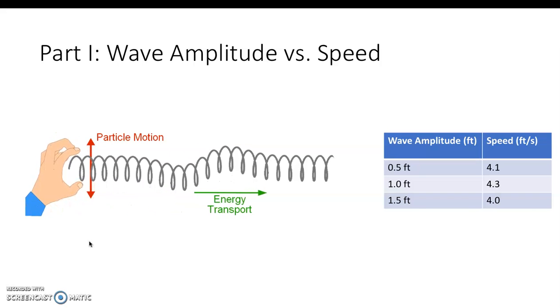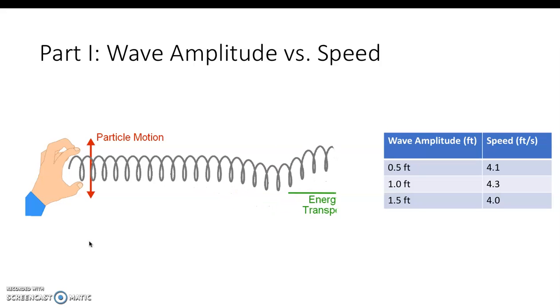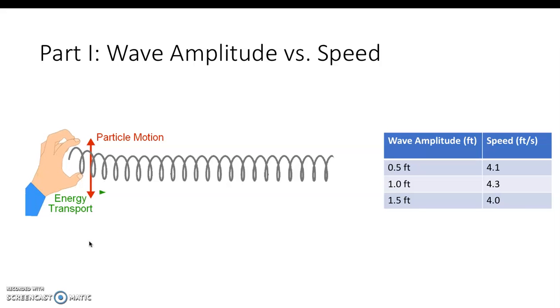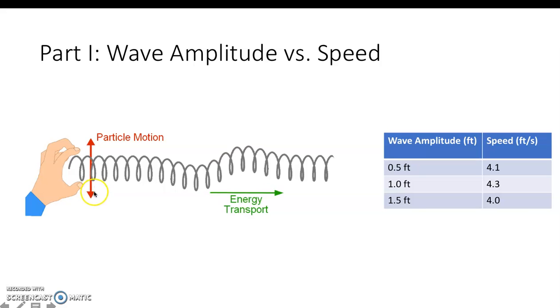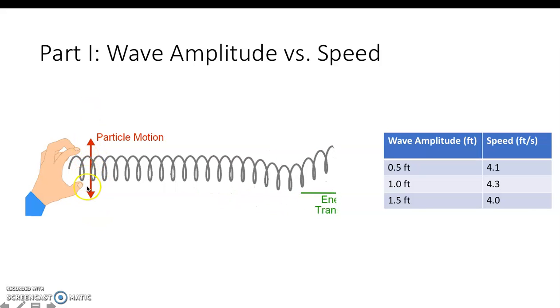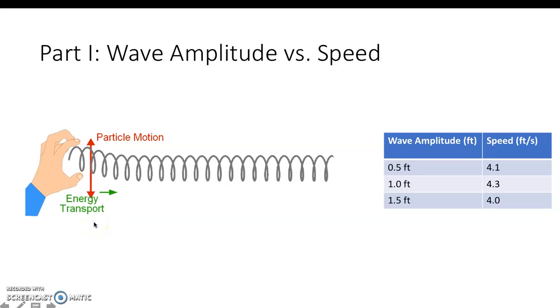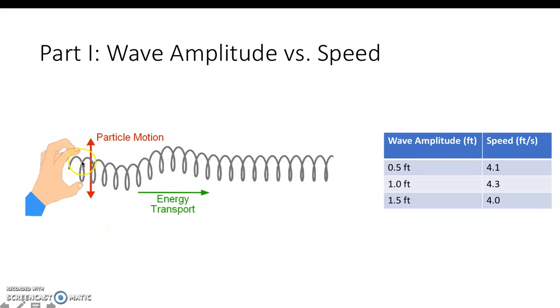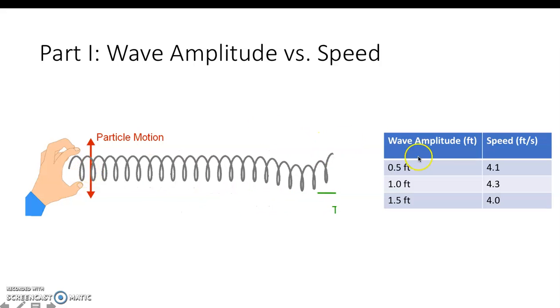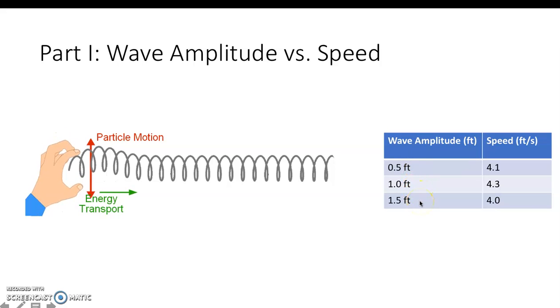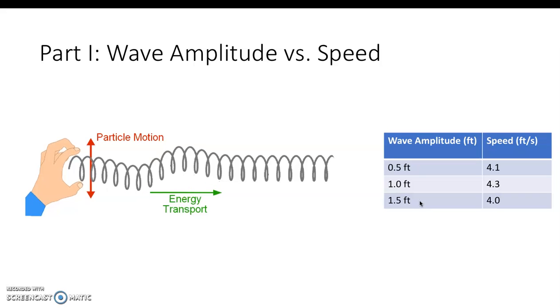If you were assigned part 1 of the lab, you were trying to determine the relationship between wave amplitude and speed. This is a transverse wave. The person is taking their hand and moving it perpendicular to the direction the wave would travel. To change the amplitude, we would move the hand up and down by different amounts. The easiest way to do this in the lab was to move it half a foot, 1 foot, 1.5 feet, using the grid that's already laid out on the floor with the tiles.